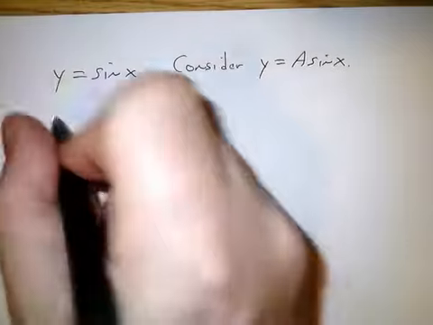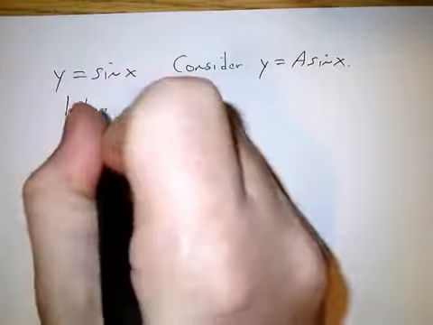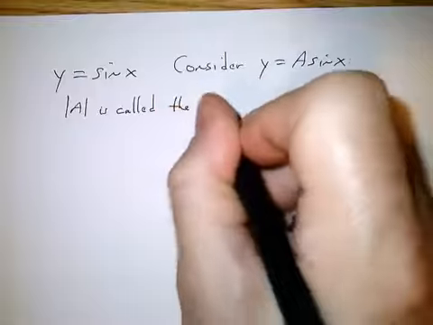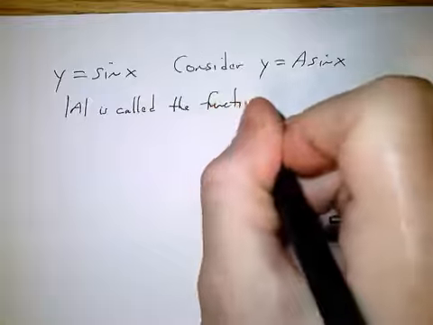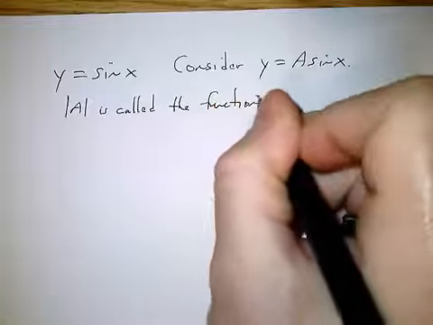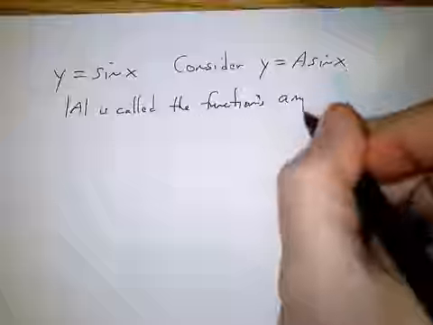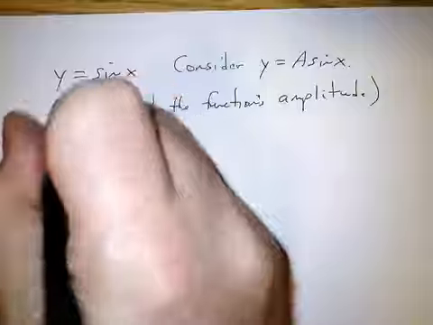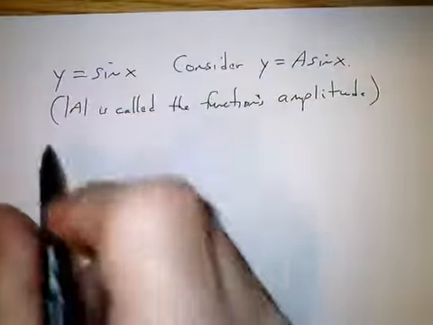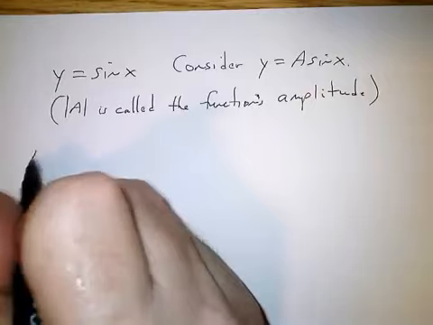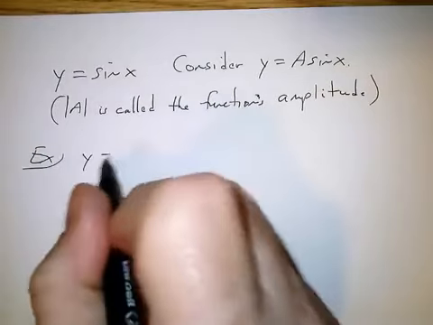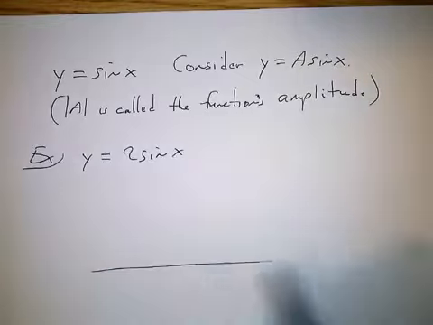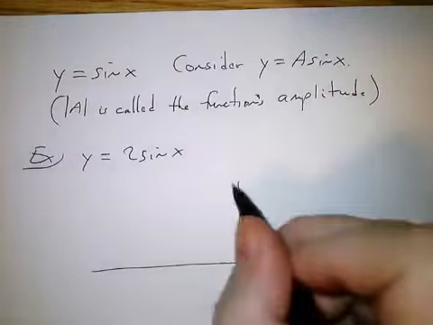And the absolute value of a is called the function's amplitude. Okay. So, this is fairly straightforward. If I have y equals 2 sine of x, I start with my graph just of sine.